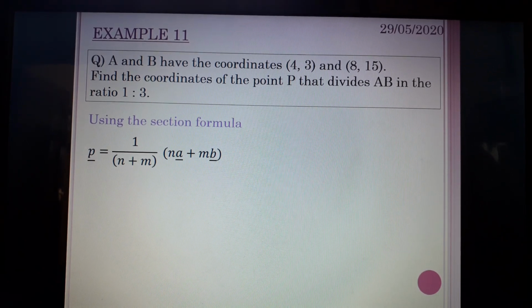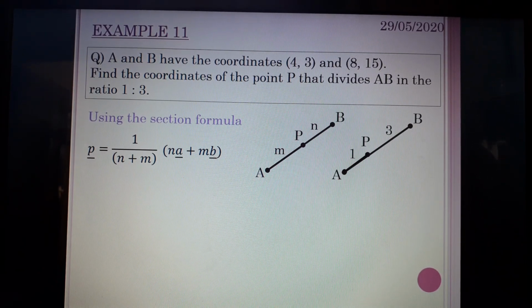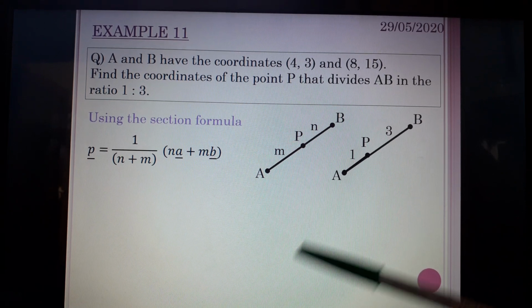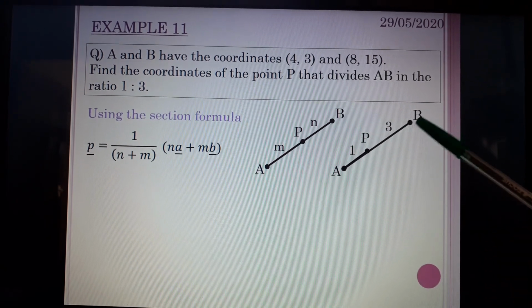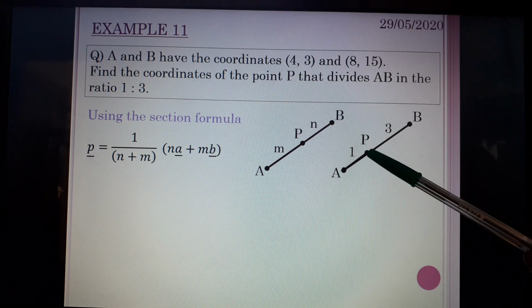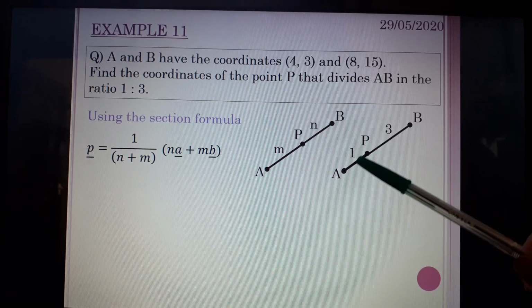You can just go straight to the numbers. Okay, so for our diagram, it is useful to draw the diagram with your letters, your point in between those letters, and the numbers in the order.